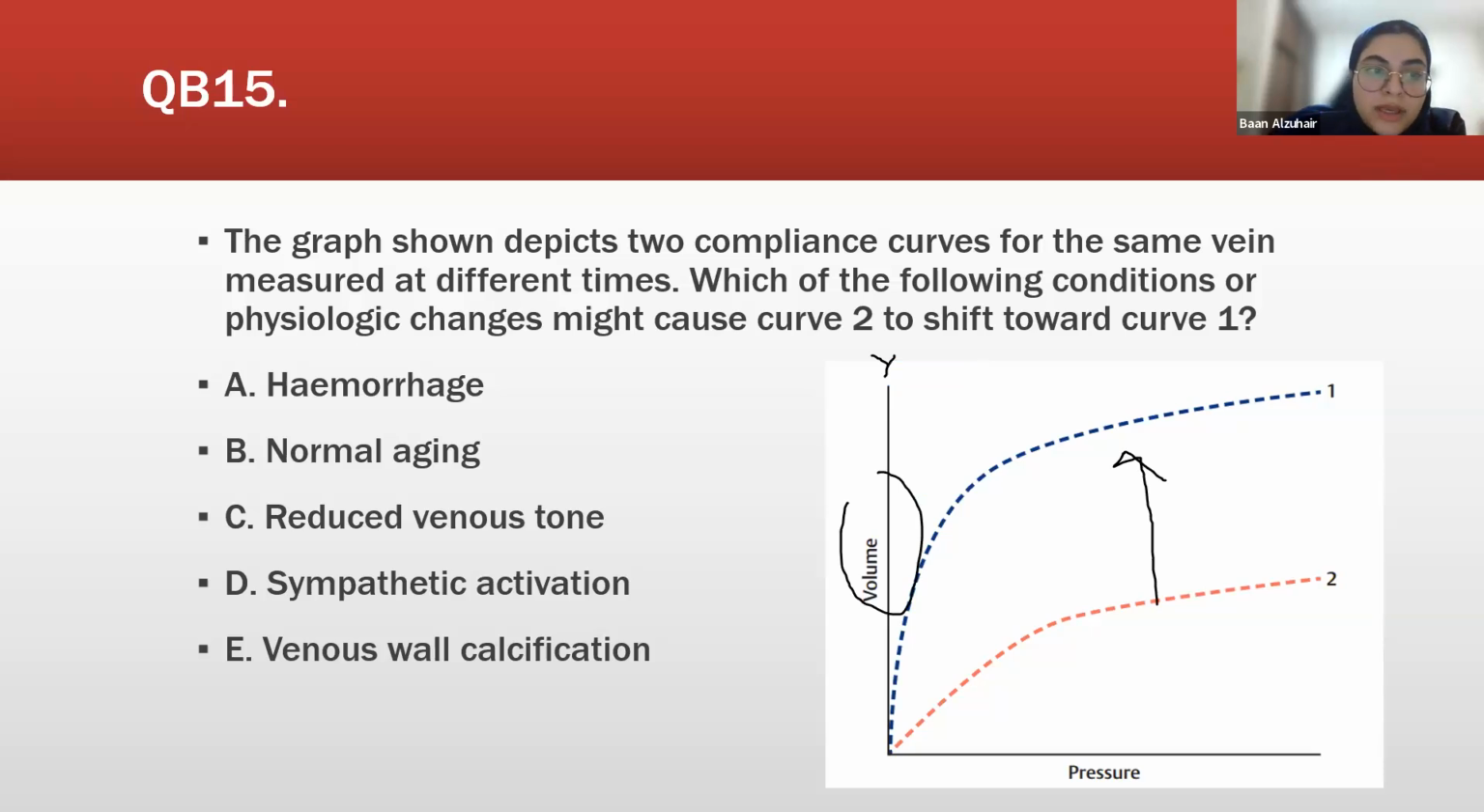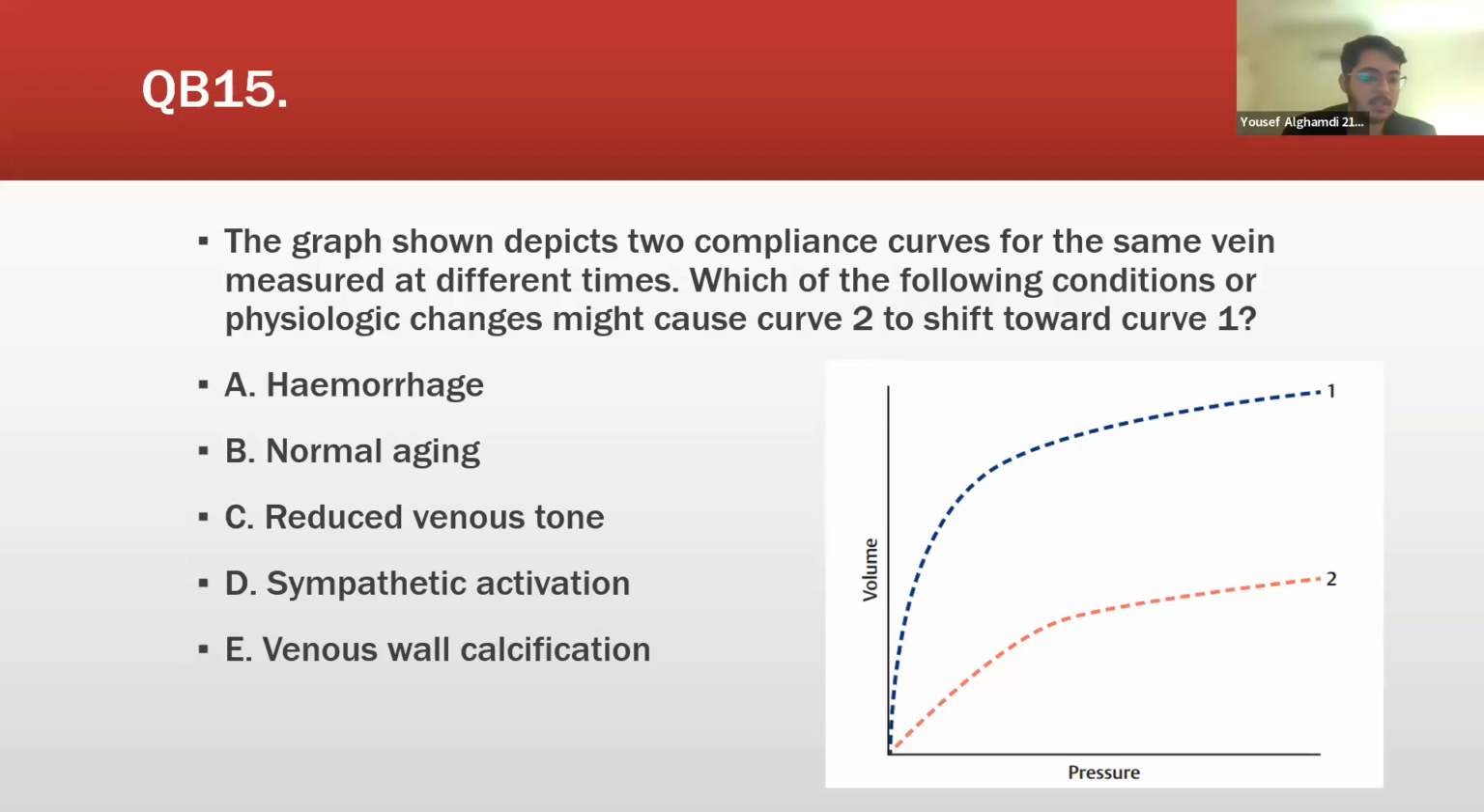The y-axis is volume. That means the vein is accommodating more volume. Which of these means that the vein is able to accommodate more volume? Reduced venous tone, or more compliance, or vasodilation. All the same thing. Is that clear? I hope that's clear.